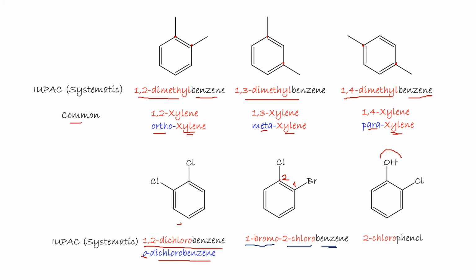If we have one like this, here is phenol, so the parent will be phenol, and this will take number 1, so that's 1, 2, so it will be 2-chlorophenol.